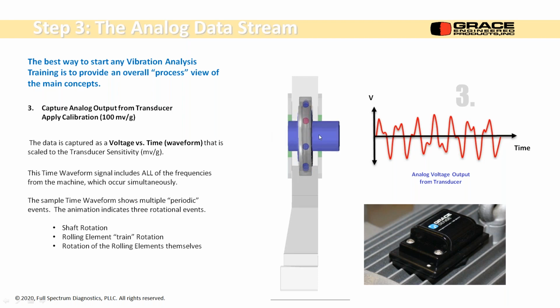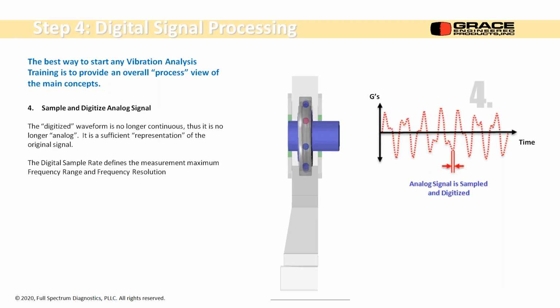So this might be 1800, this might be 900 RPM. The balls, they spin as well. So they have another vibration signature. When you look at this, it's a complicated time waveform. It's the combination of those three different frequencies in there. Kind of hard to pick out what's what, but we'll fix that. So shaft rotation, rolling element train rotation, and rotation of the rolling elements. Those are the three components of this so far.